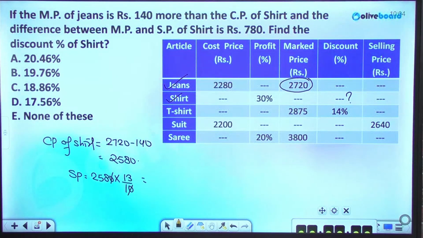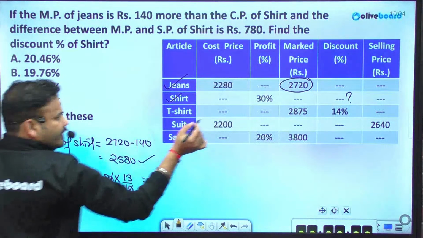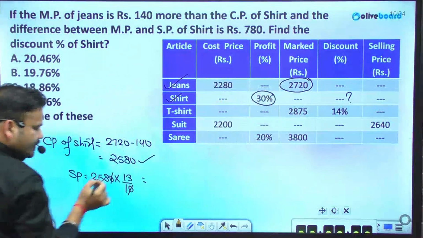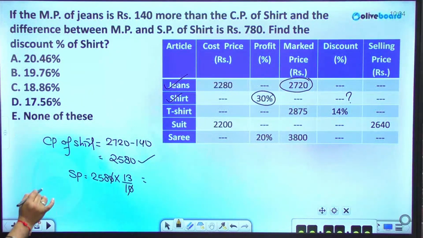Okay, so 258 is the cost price, and the selling price of the shirt is what we need. Cost price of the shirt is this much. This is being sold at a gain of 30%. 30% profit means it is being sold at 130%, that is 13 by 10 units. So this is 2580.